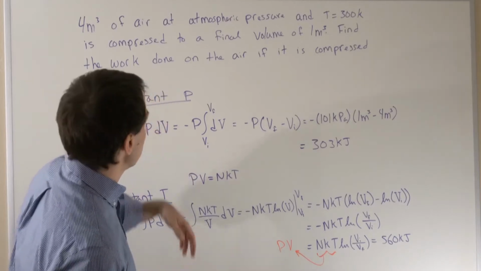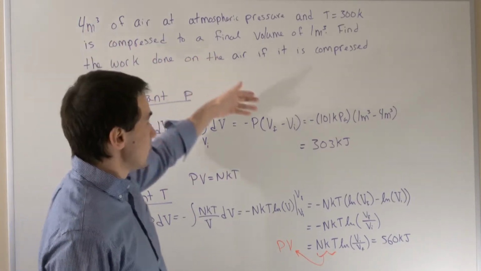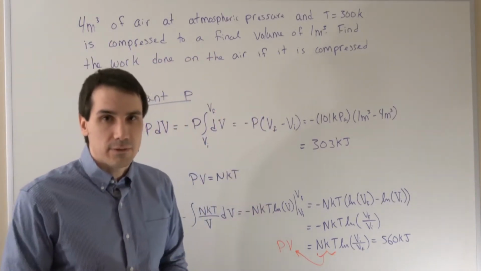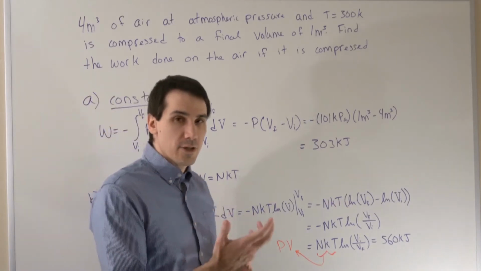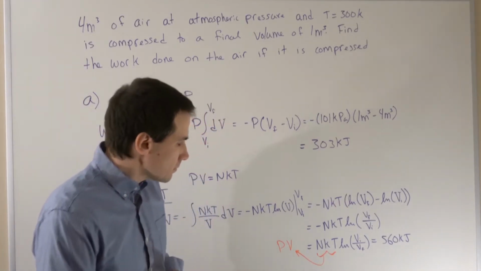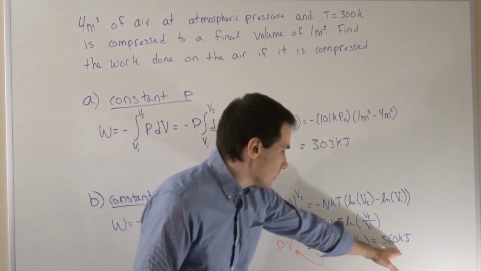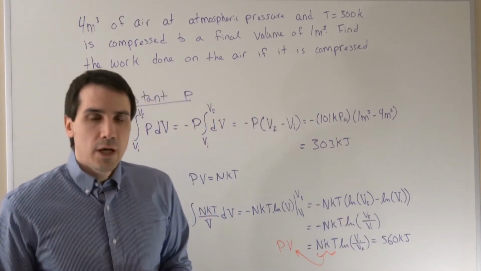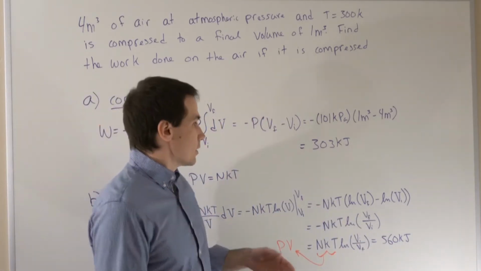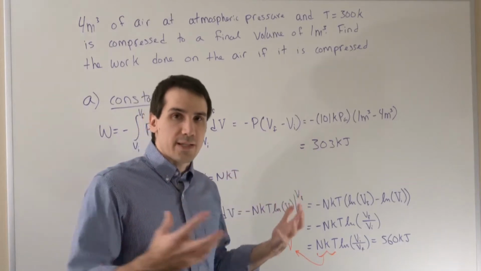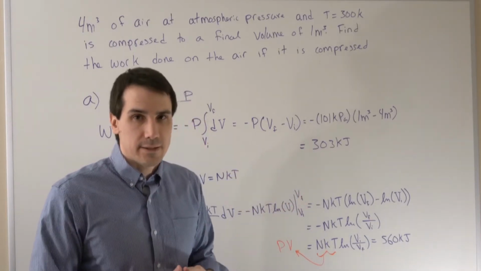And so we can just plug in the initial volume and the initial pressure because the product of those never changes as long as the temperature doesn't change. Okay, and that gives us 560 kilojoules. So at constant temperature, it's actually more work to compress the gas than it is at constant pressure.